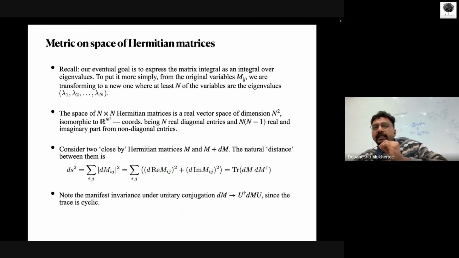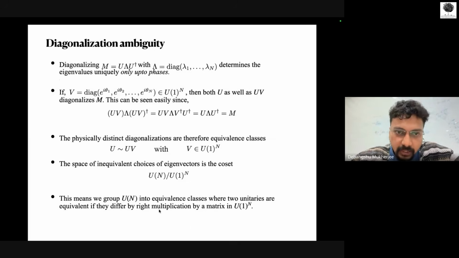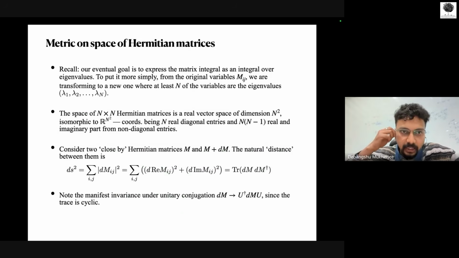Now, as I was saying, we have identified that there is this ambiguity and we have to work with elements belonging to a coset like this. Since we are performing this transformation, of course, this will bring in a Jacobian. So ultimately, the main hero of today's story would be how this measure transforms.